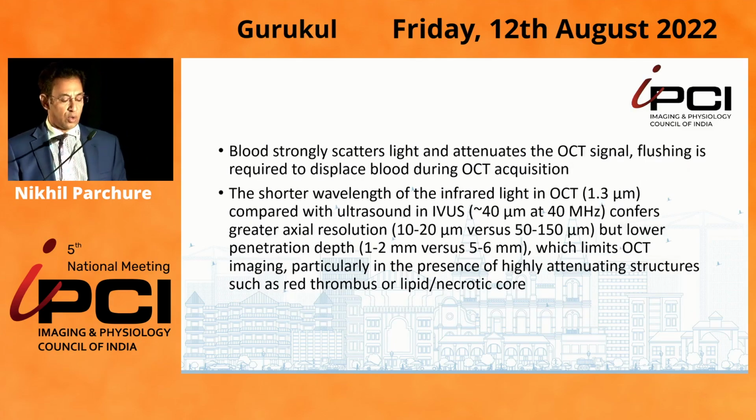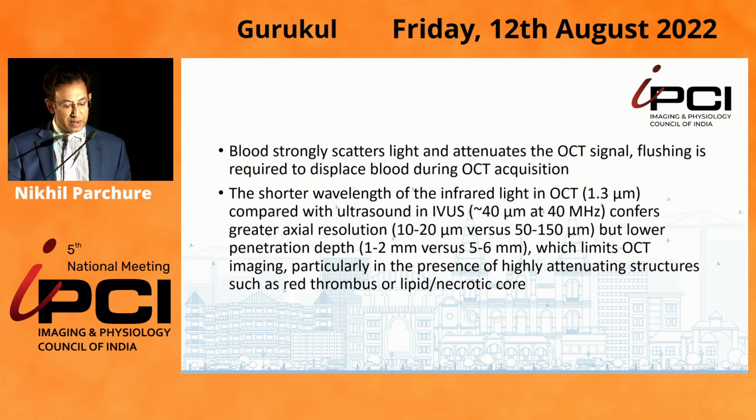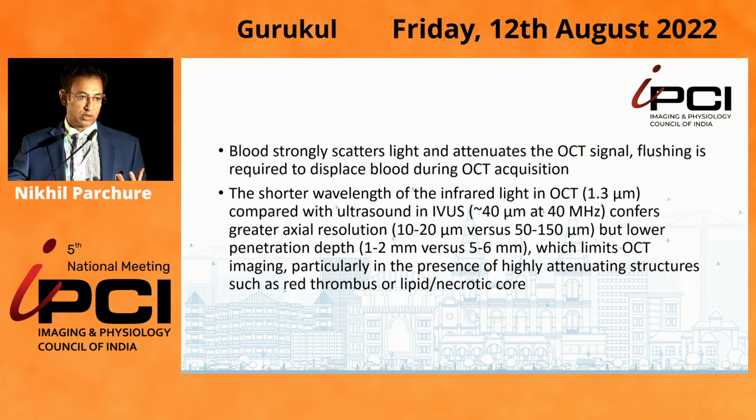The problem is that, as you know, blood strongly scatters light and attenuates the OCT signal, and therefore flushing is required to displace blood during OCT acquisition. And the shorter wavelength of the infrared light in OCT compared with ultrasound IVUS confers greater axial resolution but a lower penetration depth, which limits OCT imaging, particularly in the presence of highly attenuating structures such as thrombus, which is red, or lipid necrotic core. So when you see an orange glow circumferentially, and at some point you see the darkness, that's a lipid core.